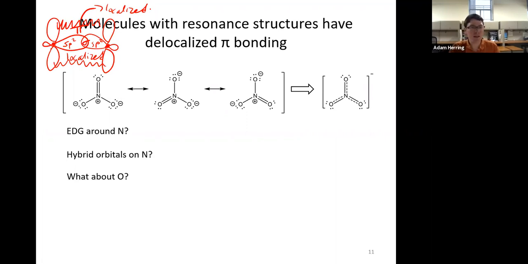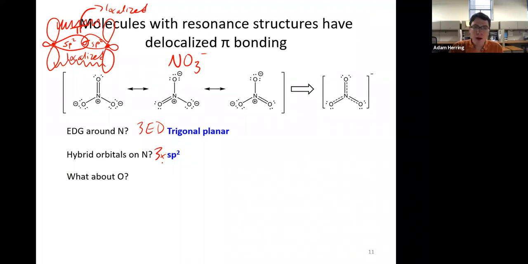So let's take a look at the example of nitrate. Nitrate is NO3 minus. What's the electron domain geometry for nitrogen? It's trigonal planar. We know that because we have 3 electron domains. What are the hybrid orbitals around the nitrogen atom? They're sp2. Again, we have 3 electron domains, so we must have 3 equal orbitals. So we need to have 3 orbitals that are sp2 hybridized.